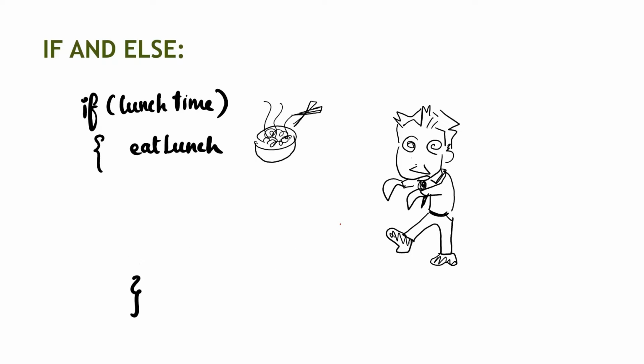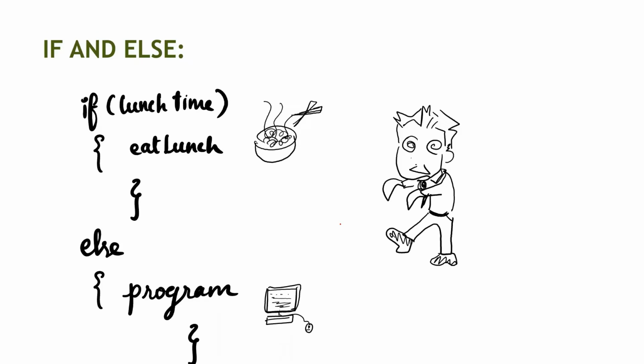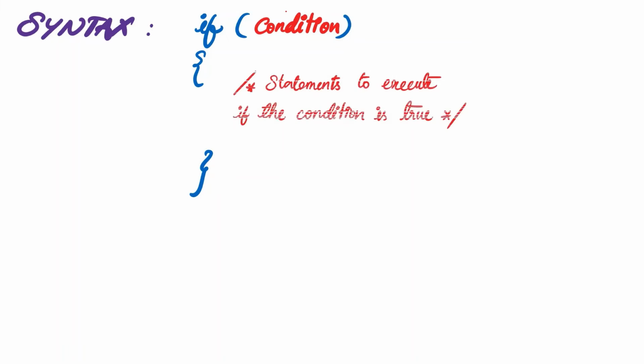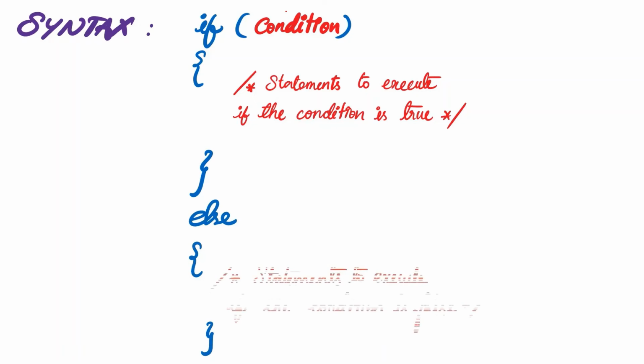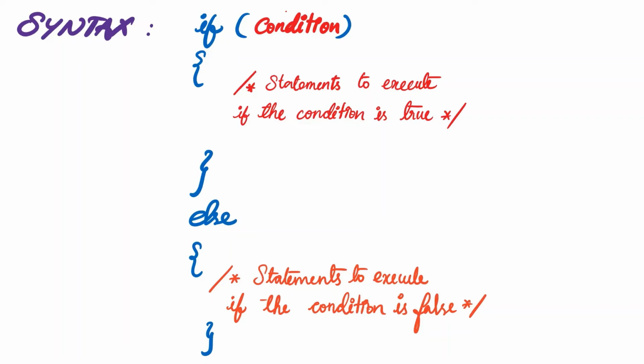Here is the example for if and else. If it is lunch time, then he can eat lunch, else he can do the program. So if the condition is true, then those statements which need to be executed only if the condition is true will run. Else, if the condition is false, it simply goes into the else block and executes whatever is inside the else block.